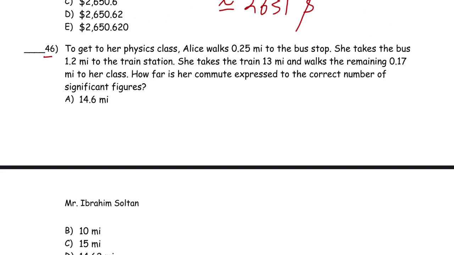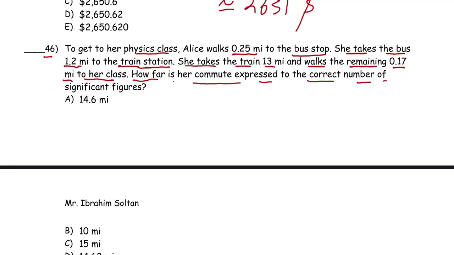For number 46. To get to her physics class, Alice walks 0.25 mile to the bus stop. She takes the bus 1.2 miles to the train station. She takes the train 13 miles and walks the remaining 0.17 mile to her class. Sure, she likes physics class to do all of that. How far is her commute expressed to the correct number of significant figures?